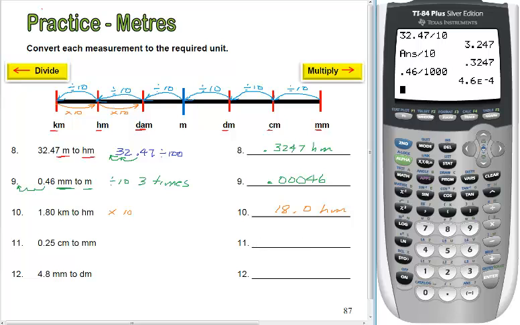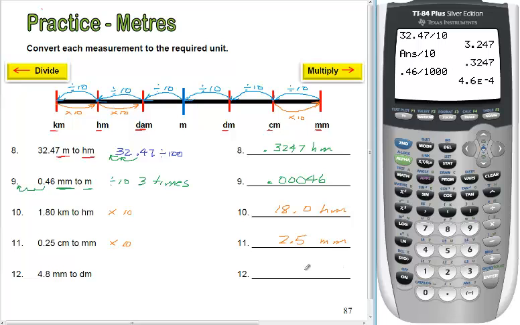Centimeters to millimeters. Centimeters to millimeters. Again, look at that. We're going this way, so that's multiplying by 10, right? So we're going from centimeters to millimeters, multiply by 10. So that's all you do from centimeters to millimeters. So this is 2.5 multiplied by 10 millimeters.